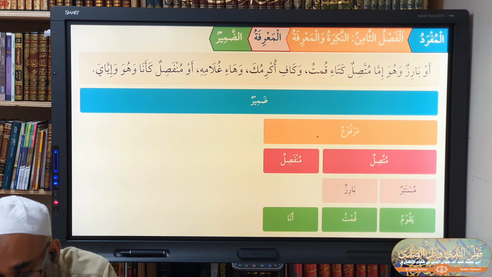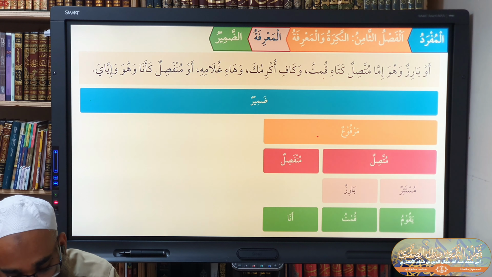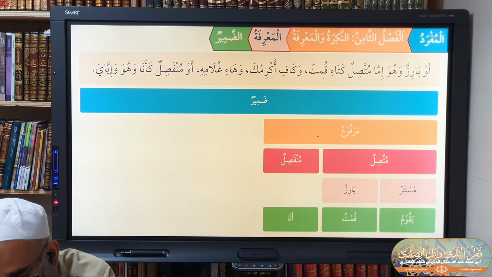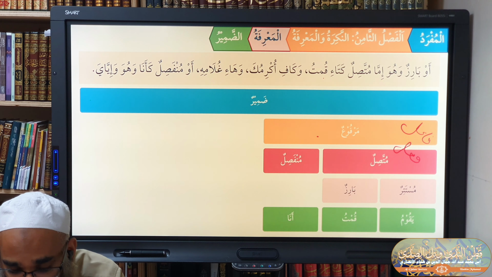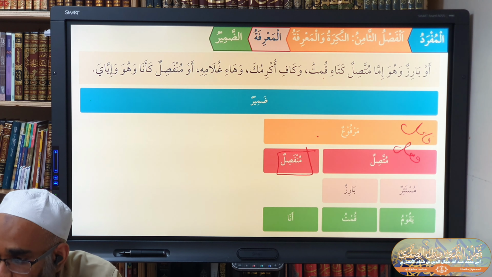Yes? Okay. So the dhamir marfu' muttasil comes in which form? Where will you find a dhamir marfu' muttasil? In verbs. It comes as the fa'il of a fi'l. And the dhamir marfu' munfasil, where does it come as?